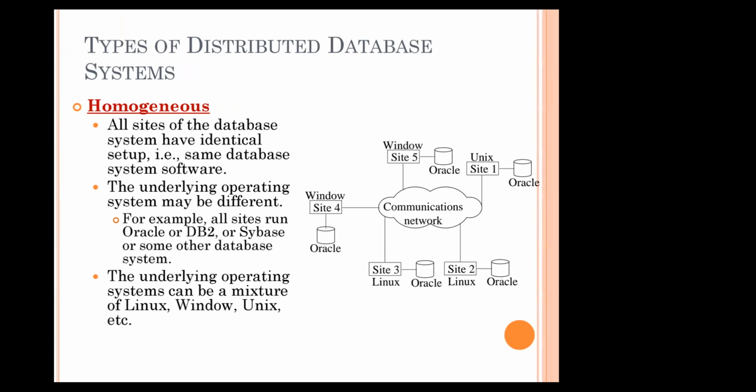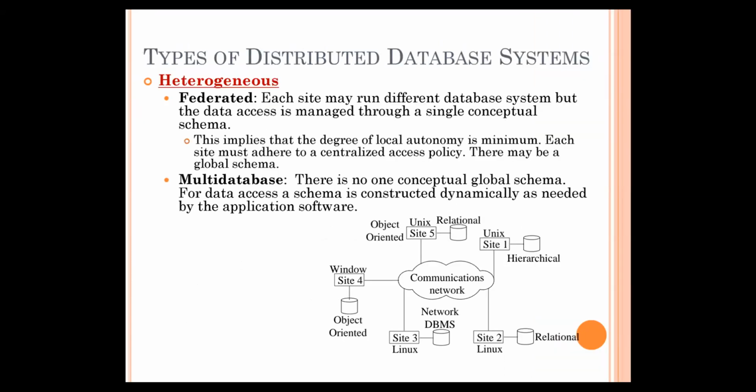In case of heterogeneous, the site 1 is of hierarchical database, site 2 of relational type, site 3 of network, site 4 is of object oriented, and site 5 of object oriented type. So it means that they are using different back end, and the front end is also Unix, Linux, Windows, Macintosh, like that. They are using different front end and different back end systems.